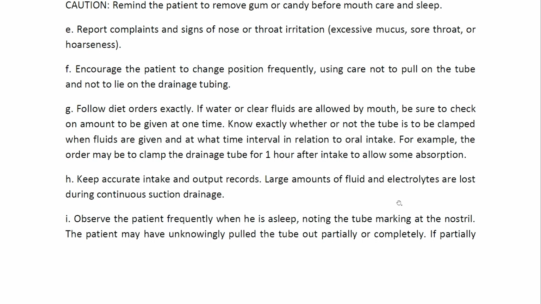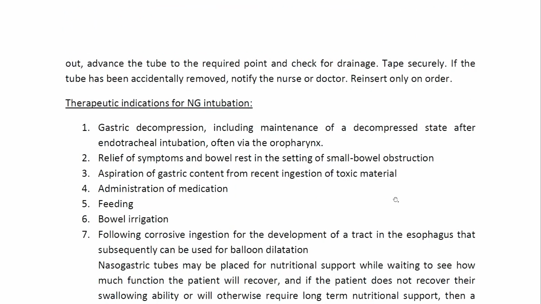Keep accurate intake and output records. Large amounts of fluid and electrolytes are lost during continuous suction drainage. Observe the patient frequently when he is asleep, noting the tube marking at the nostril. The patient may have unknowingly pulled the tube out partially or completely. If partially out, advance the tube to the required point and check for drainage. Tape securely. If the tube has been accidentally removed, notify the nurse or doctor. Reinsert only on order.